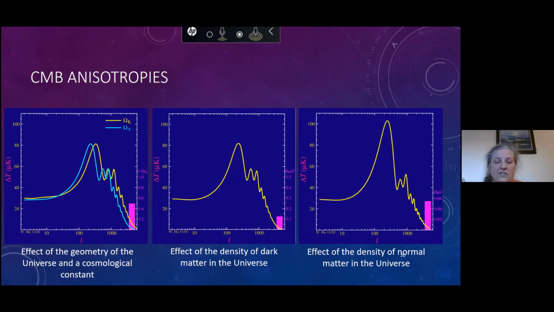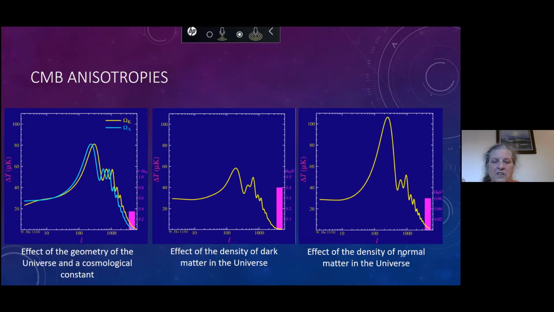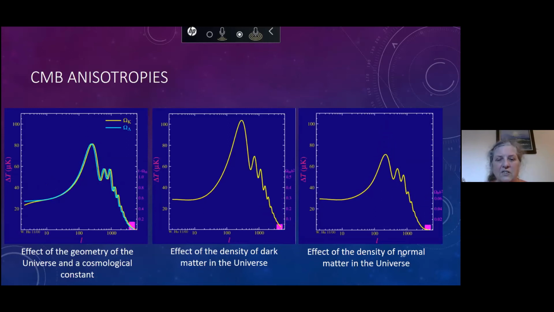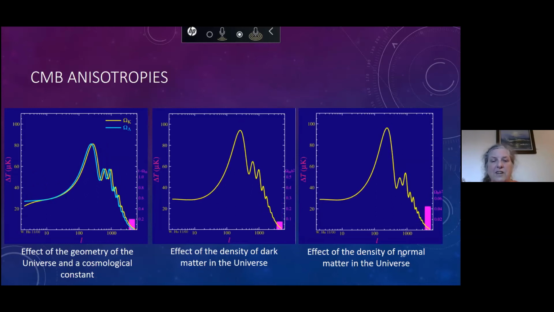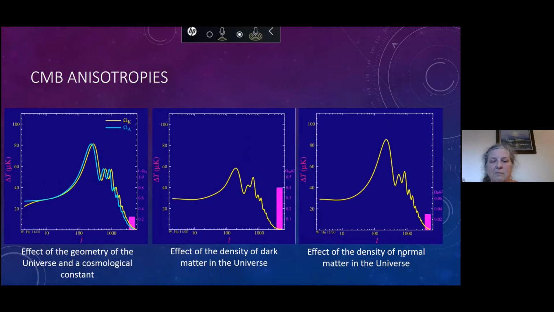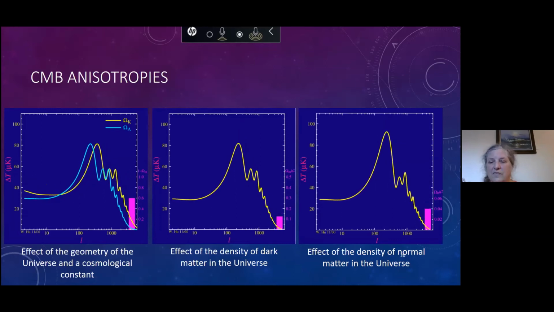On the other hand, in the middle plot, this is what happens when you increase and decrease the density of dark matter in the universe. And you can see that that doesn't really affect the positions of the peaks, but it affects the heights of the peaks. The more dark matter there is, the smaller the peaks are.